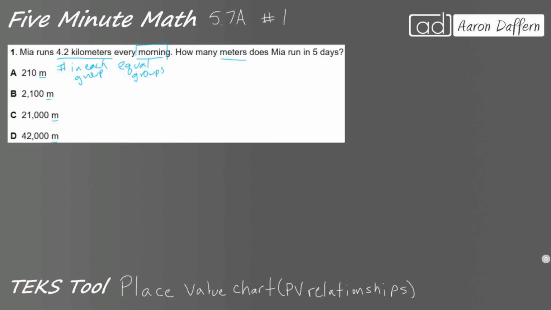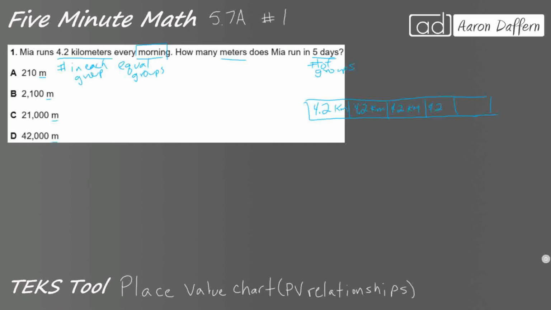And then we've got 5 days, so that's the number of groups. The one thing we are going to have to keep in mind is that it's asking for it in meters. We're going to have to do that second. But we can go ahead and draw this first step here. So I'm going to get 5 groups, and I'm going to say 4.2 km, and that's going to be all the way across.